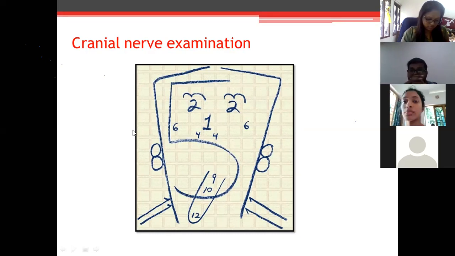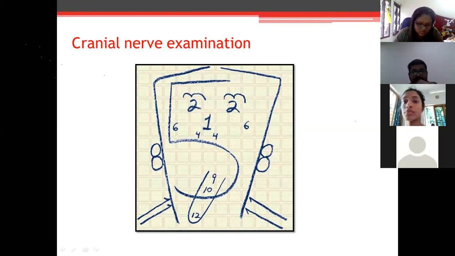Sometimes of demyelination. So if you want to rule out all these things, you have to do your cranial nerve examination. And I don't think that we all are regularly doing this cranial nerve examination. This is not a difficult thing to do. Maximum it will take 2 to 5 minutes to perform a cranial nerve examination.